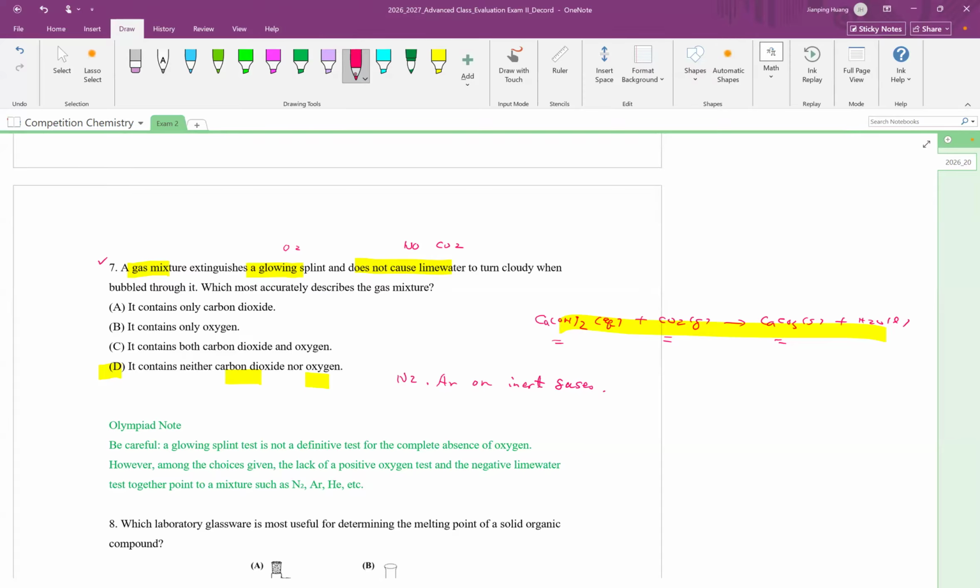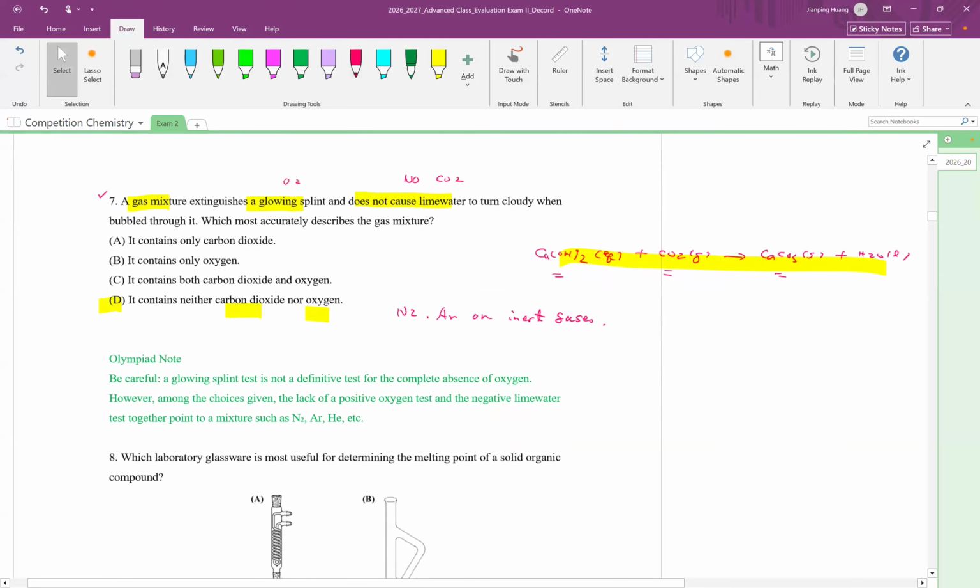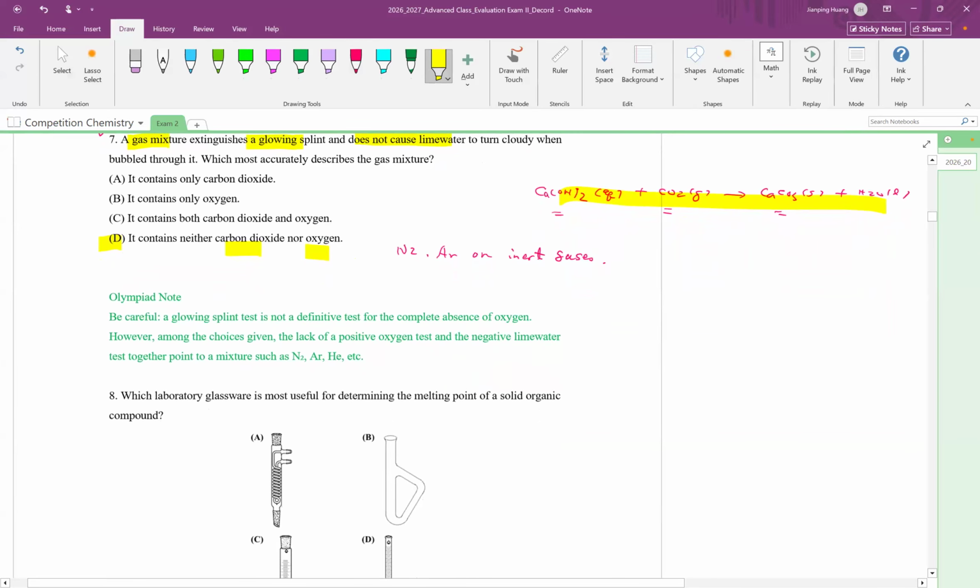Right? So that's the one, not the hard one. This is the easy one. Now it's here. What do we learn? That one test is not a definite test for the complete opposite. However, in all the choices, all are positive, and this one is negative. So yeah, that's the one I will choose.